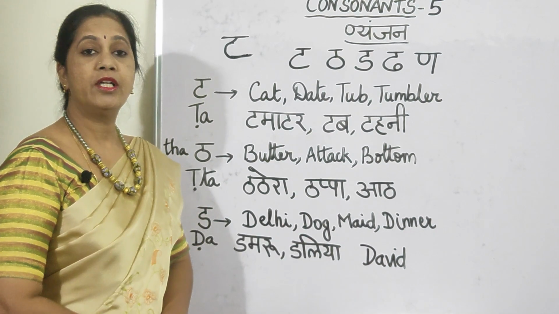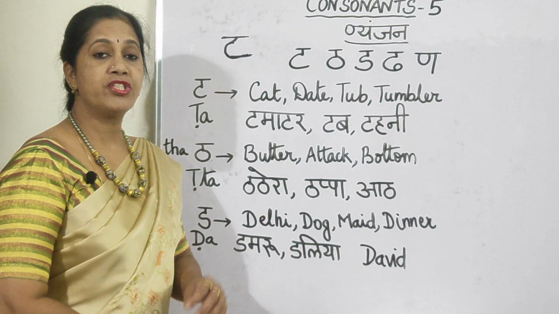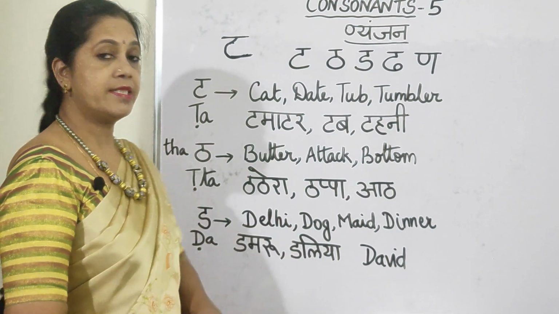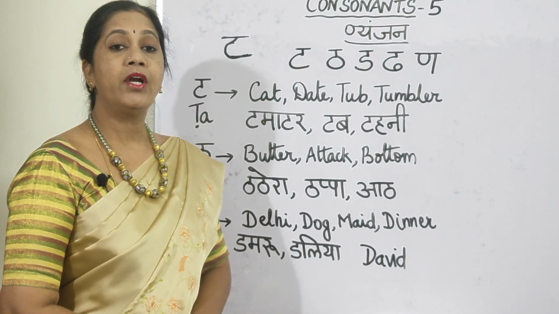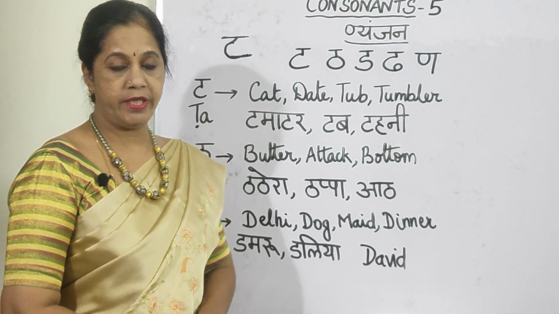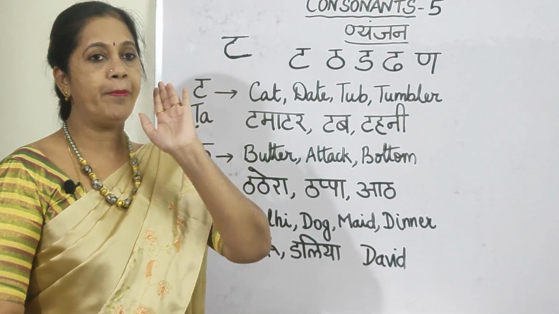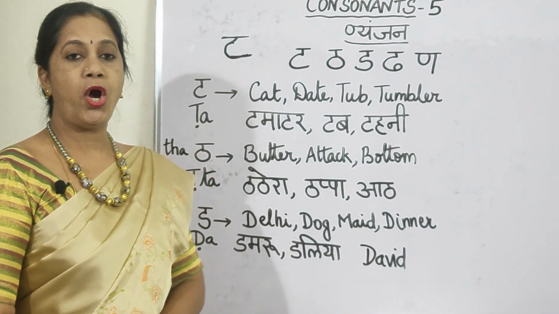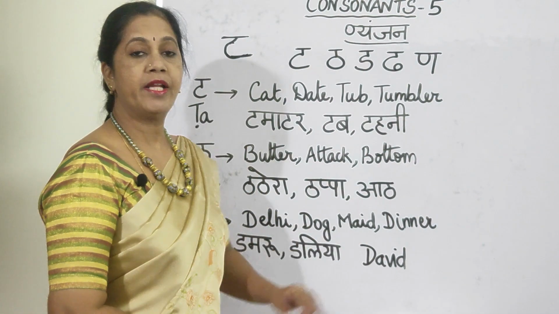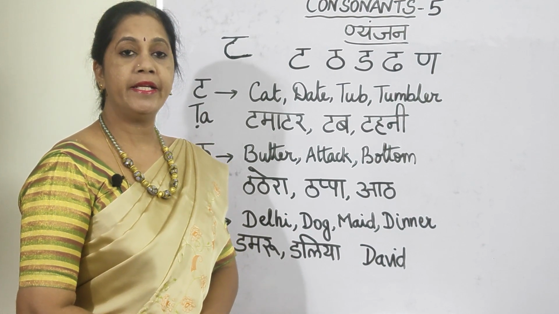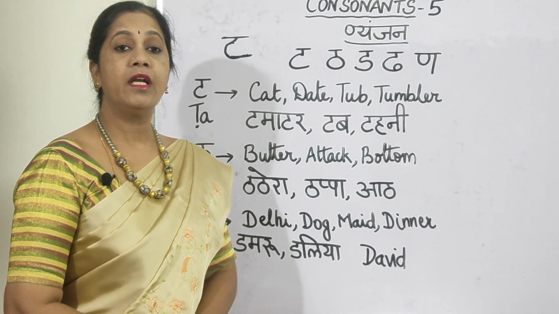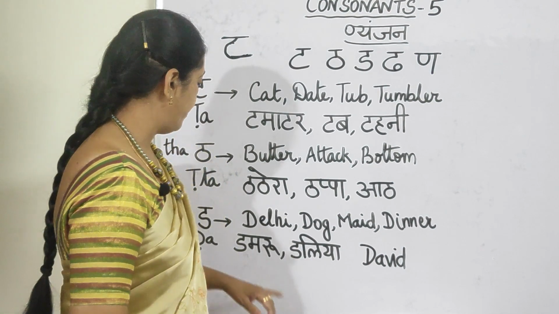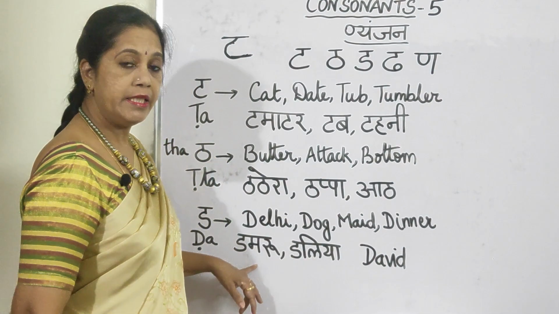The next one, dog. See how I am pronouncing the letter. You won't say it the soft way. The tongue should go touch up and it should let out, dog. Okay, the next one, maid. The next one, dinner. Now let us go to the Hindi sounds.